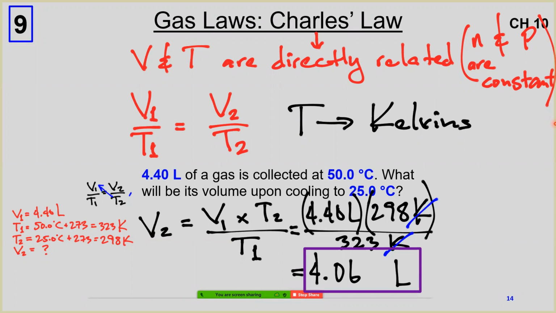So if you were to decrease the temperature, volume would also decrease. Again, that's according to Charles's law. V and T are directly related if we keep the number of moles and pressure constant. Increasing temperature would increase volume. Decreasing temperature would decrease volume, as you've seen here. So it decreased from 4.40 to 4.06.